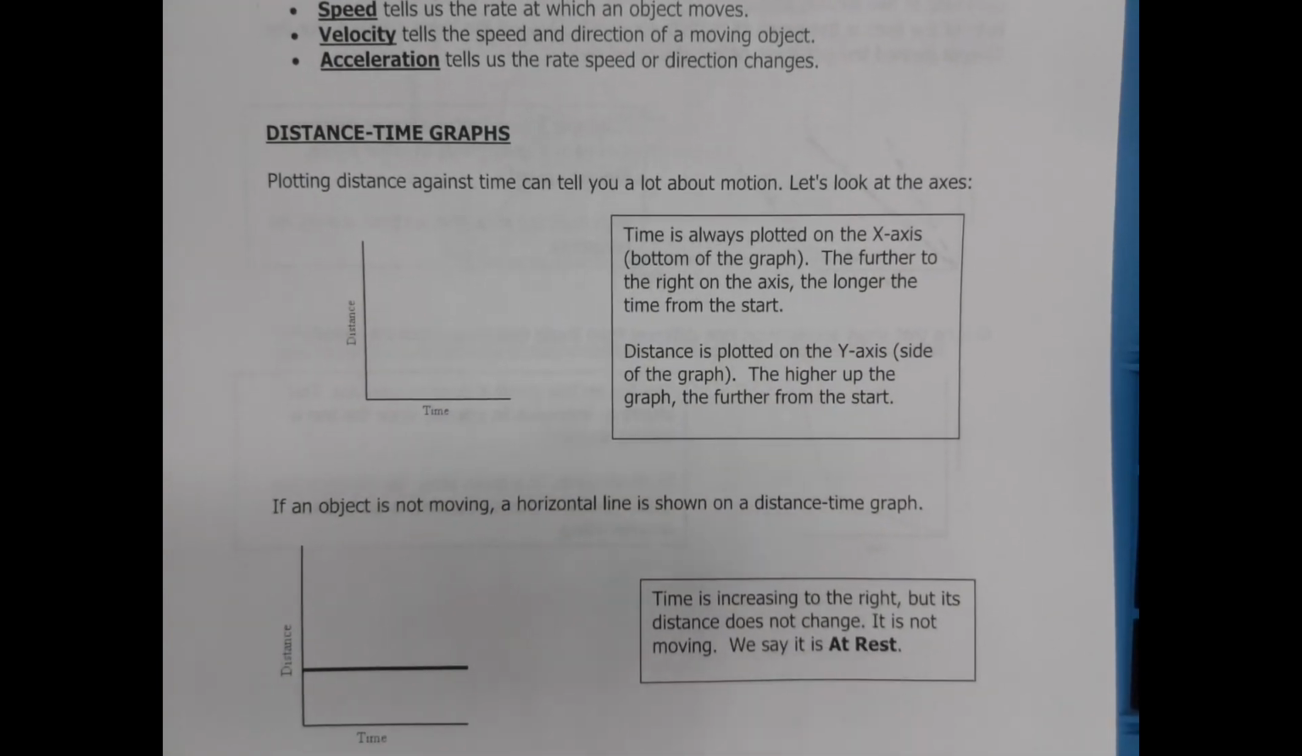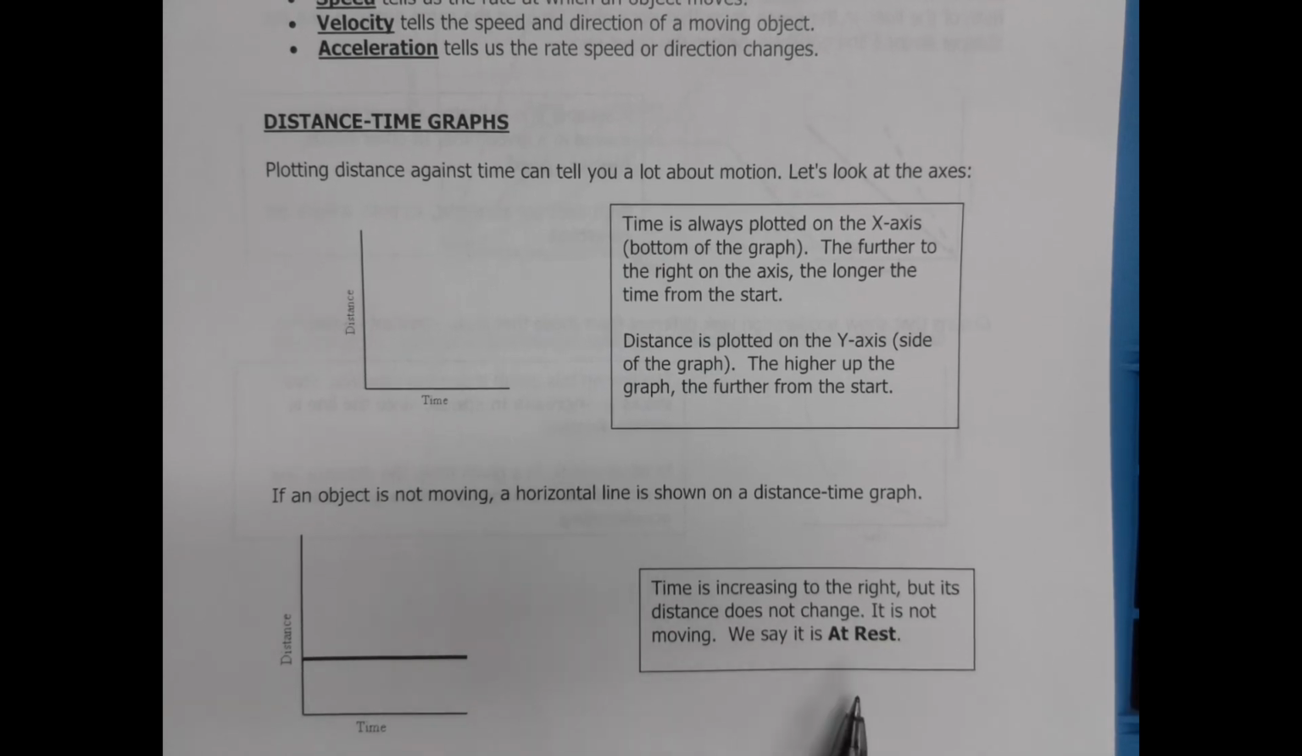If an object is not moving, it'll stay at the same distance away from the start. So time is increasing to the right, but the distance does not change. It is not moving, and when an object's not moving, we say that it is at rest.